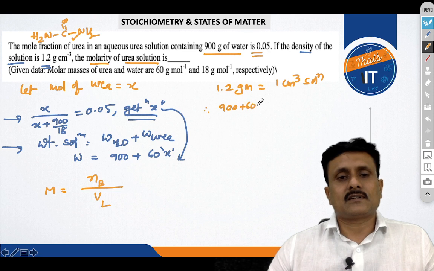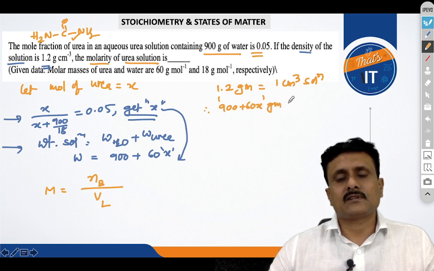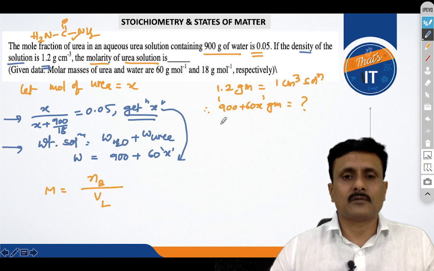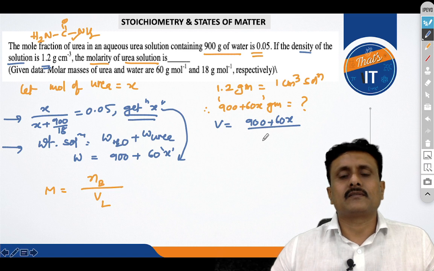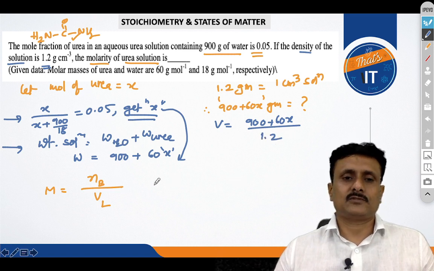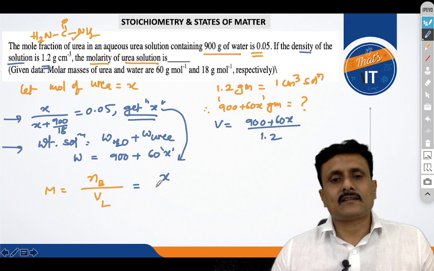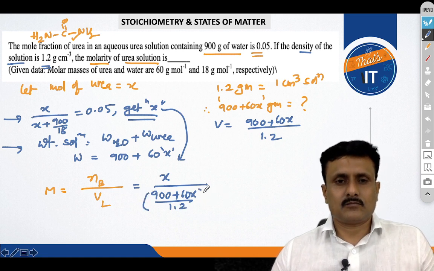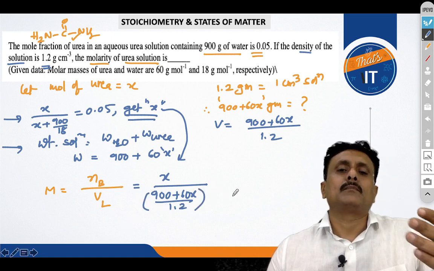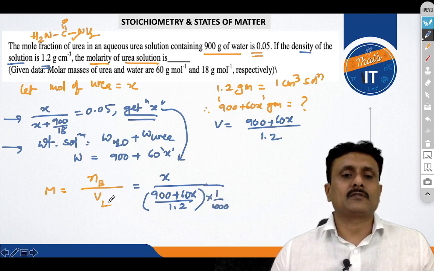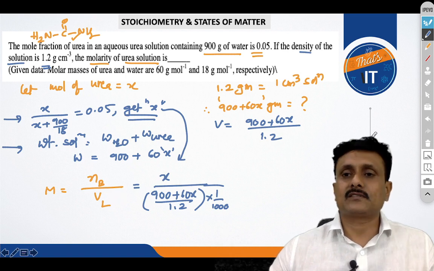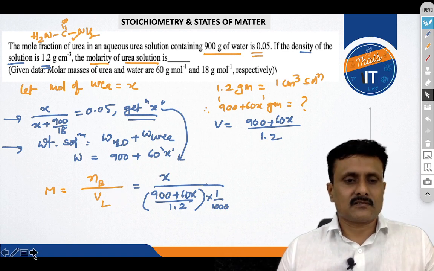900 plus 60x grams of the solution constitute how much volume? So the volume of solution is (900 plus 60x) divided by 1.2. The number of moles you got is x, divided by (900 plus 60x) divided by 1.2, right? But this is given in milliliter. You have to convert that into liter by dividing it with 1000, because volume in liter should be taken, isn't it? Hope you understood.